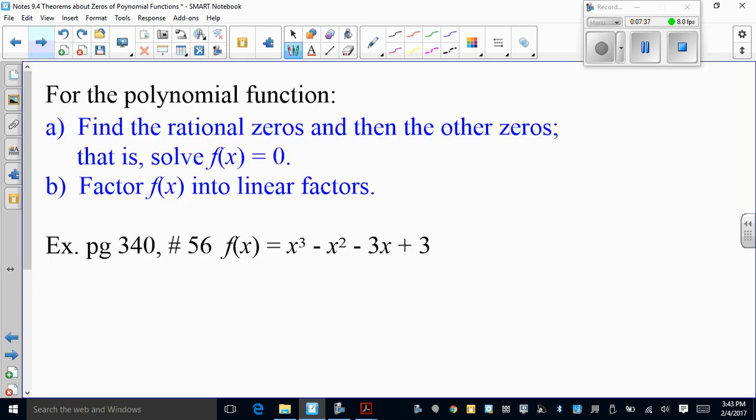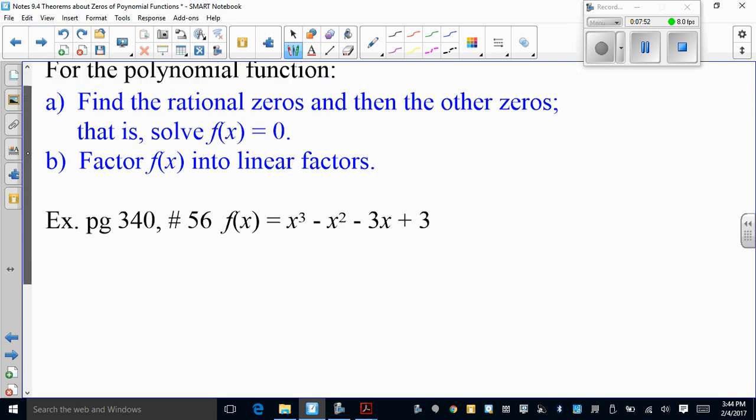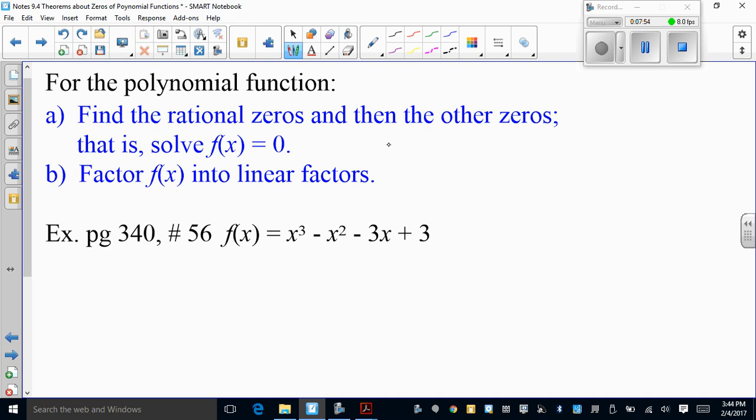Okay, so getting down to business: find the rational zeros, and then the other zeros, that is, solve f of x equals 0. Factor f of x into linear factors. So even if you find an imaginary or something, you have to go. So part A is going to be the difficult part. We can go through and list all of our possible zeros.